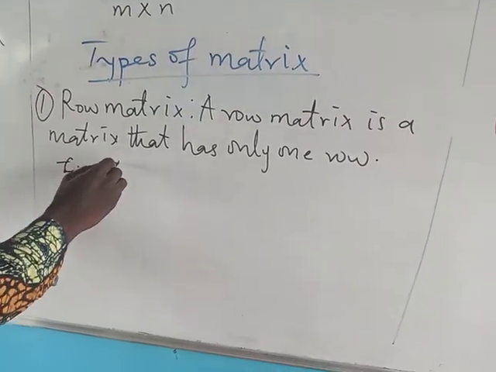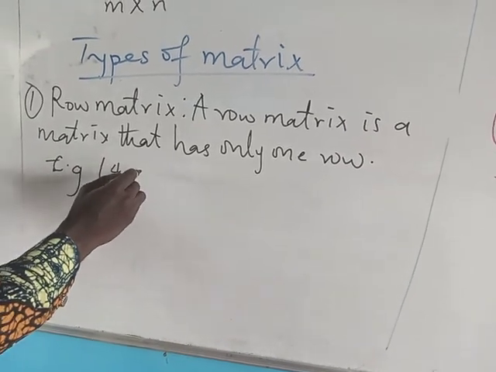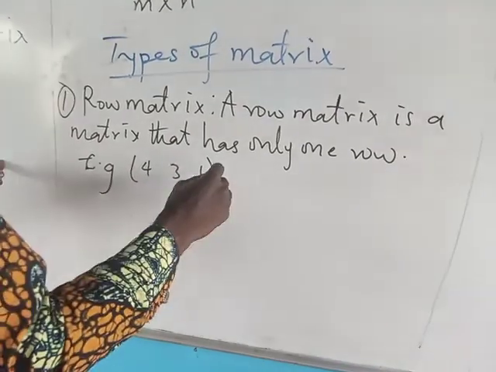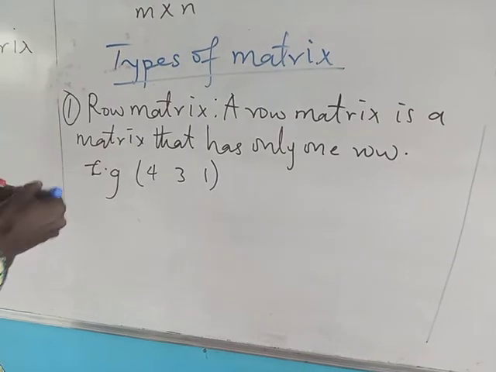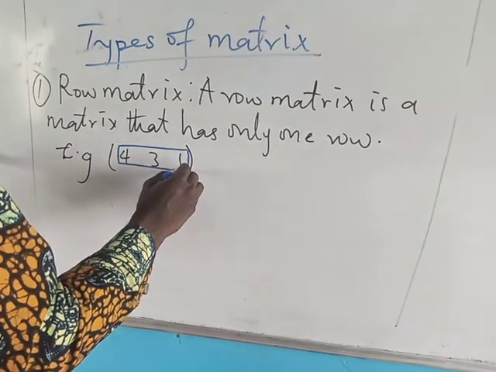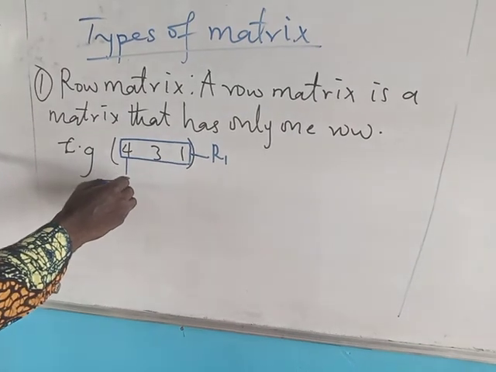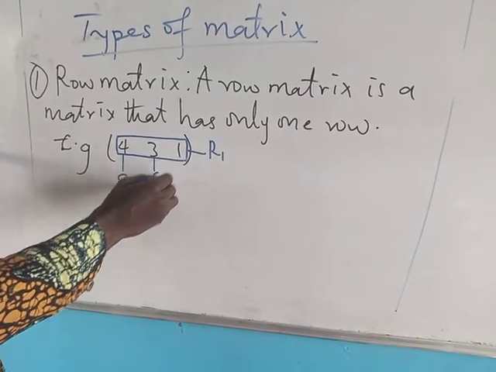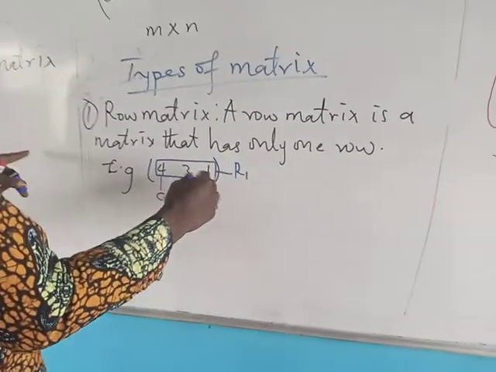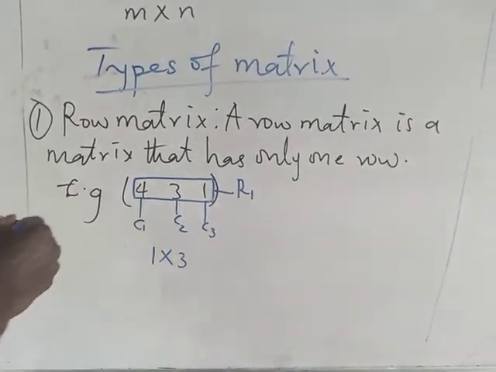E.g., let's say you have a matrix 4, 3, 1. So we have one row. This matrix has only one row. So this is the row, R1. But here we have column 1, column 2, column 3. So this type of matrix, we call this one a 1 by 3 matrix.